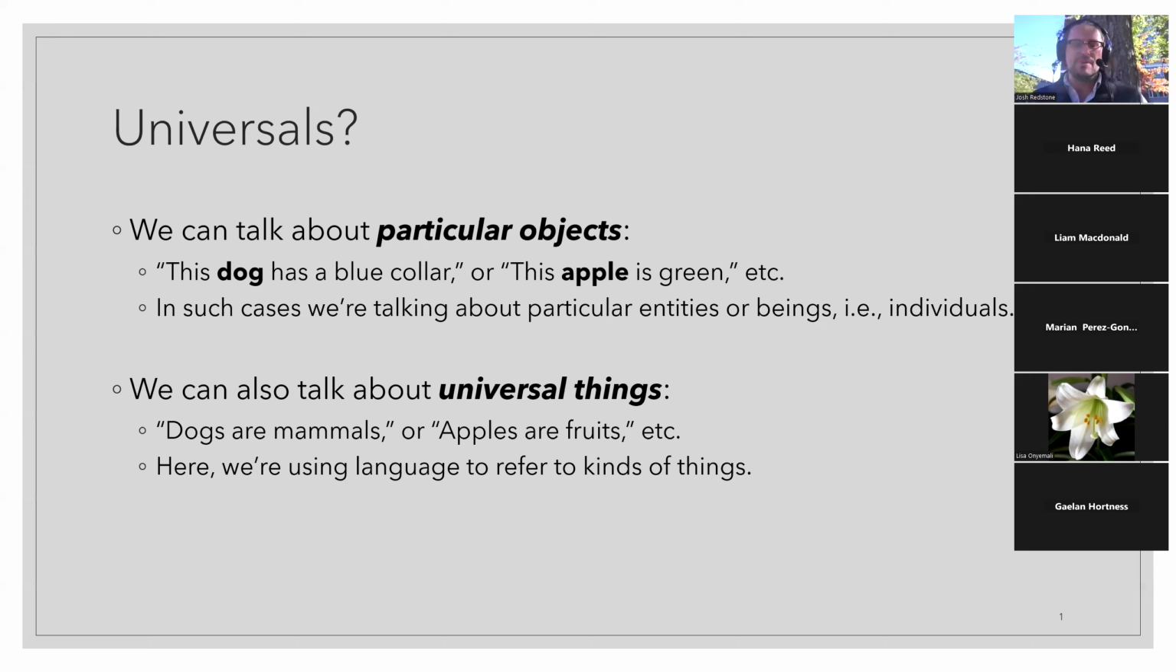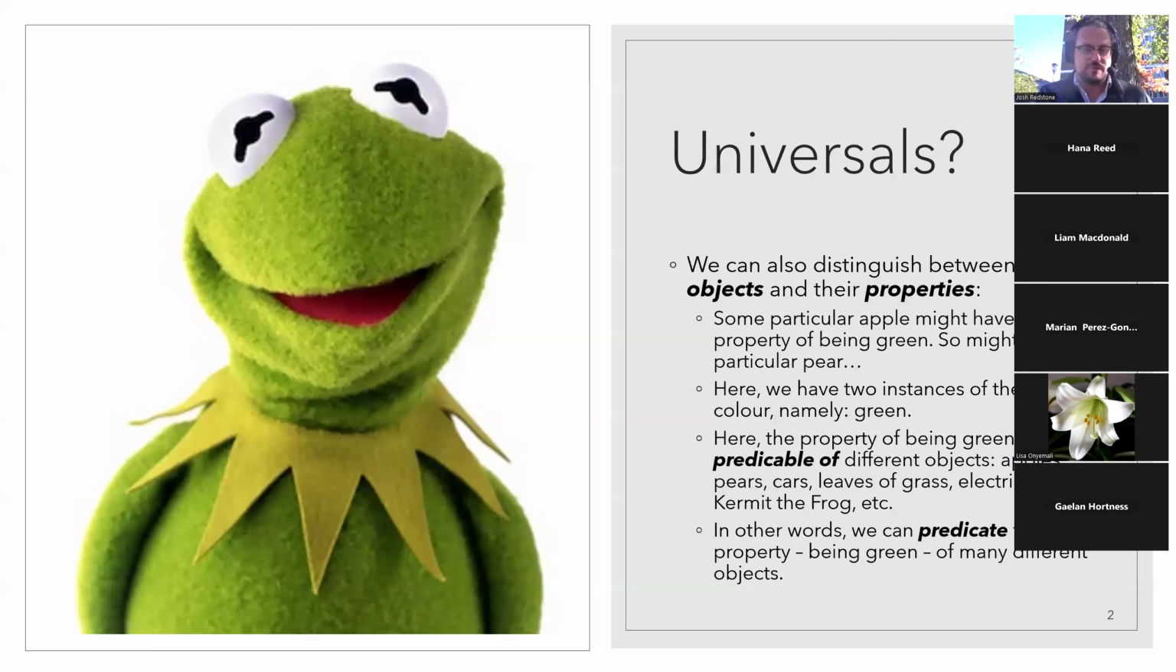But we can also talk about universal things, right? We can say something like dogs are mammals or apples are fruits. So here I'm referring to kinds of things, right? If I say dogs are mammals, I'm talking about the kind, dog. If I say apples are fruits, I'm talking about the kind of fruit that is an apple. So when we talk about kinds, we're talking about universals, right?